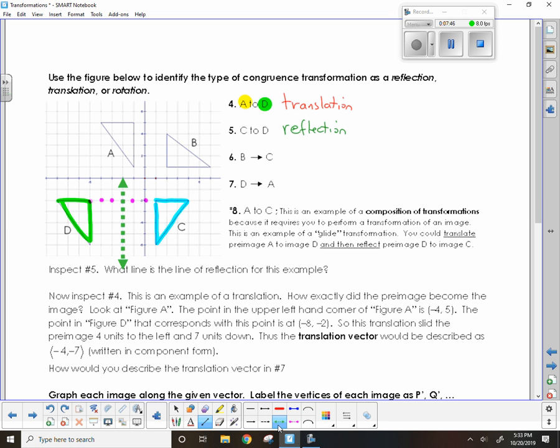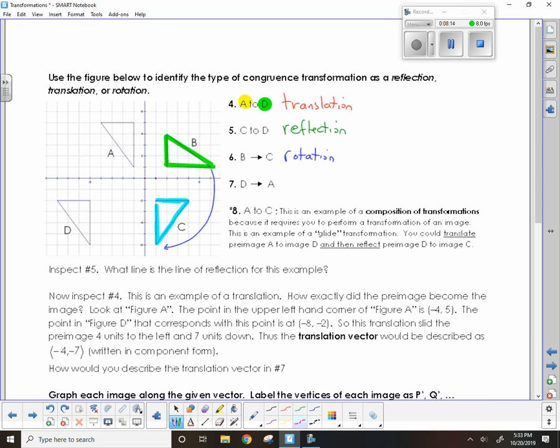Next of all, we're going to go from B to C. All right, B to C. And you can probably guess that if we've done a translation and a reflection, this is going to be, right? We're going from B to C down here. This is going to be a rotation. And so this is rotating clockwise. And we'll talk about the degrees in just a second.